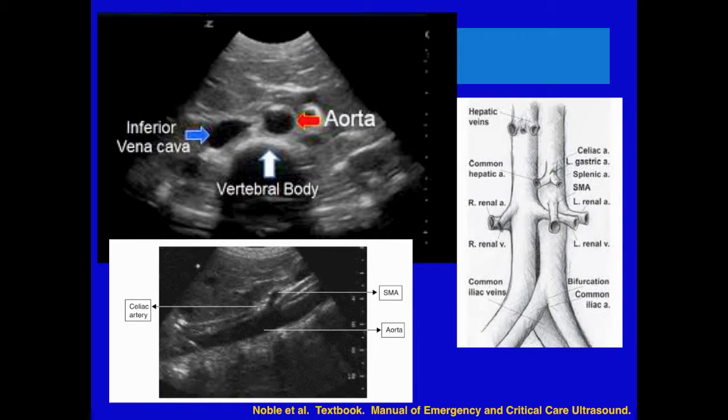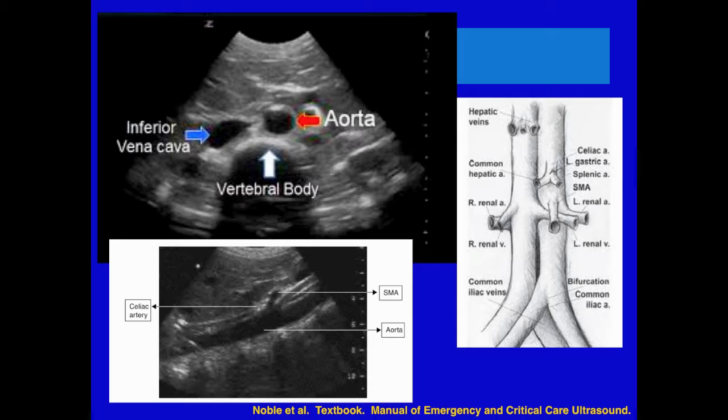Here you see a normal image that you would see if you place the probe in transverse orientation, on the top left. The main structures you should identify are the vertebral body, the aorta, and the inferior vena cava. As I will show you in the next slide, it's important to note the relationship of the aorta and the inferior vena cava. The aorta is to the anatomical left of the inferior vena cava. Usually, the aorta is sitting right on top of the vertebral body, the vertebral spinal shadow.